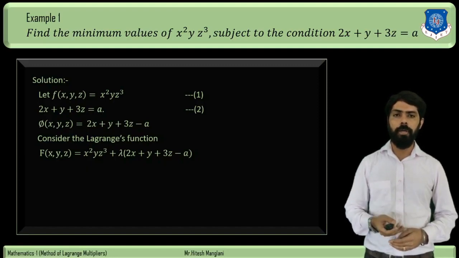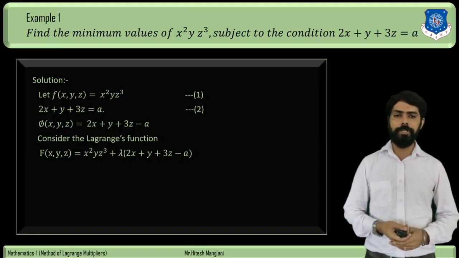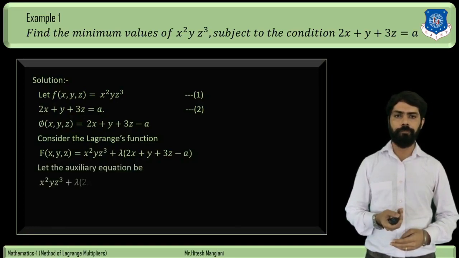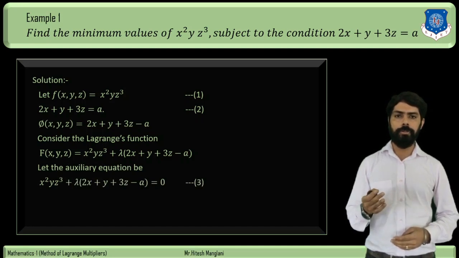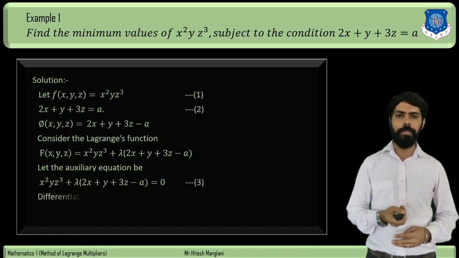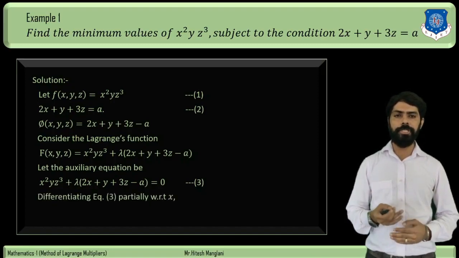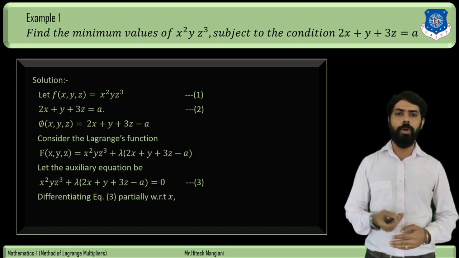Now first of all we will partially differentiate capital F with respect to x. So we will find out del F by del x. Now here let the auxiliary equation be x square y z cube plus lambda in bracket 2x plus y plus 3z minus a is equal to 0. Suppose this is equation number 3. Now differentiating equation number 3 partially with respect to x.